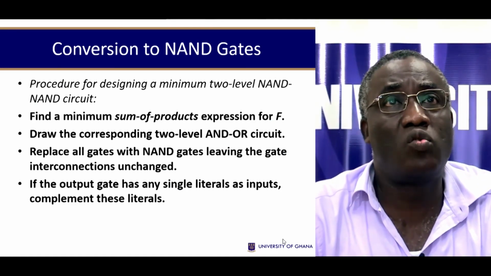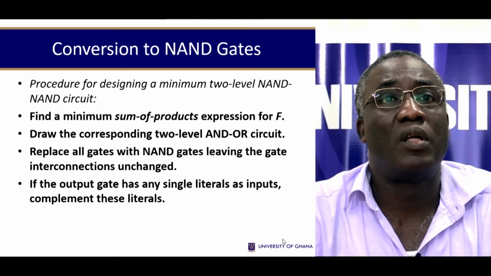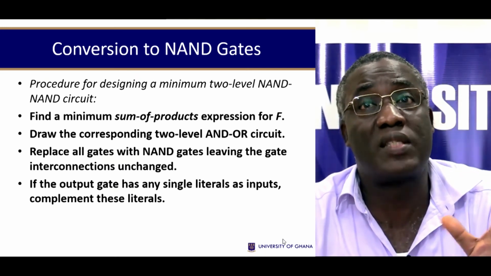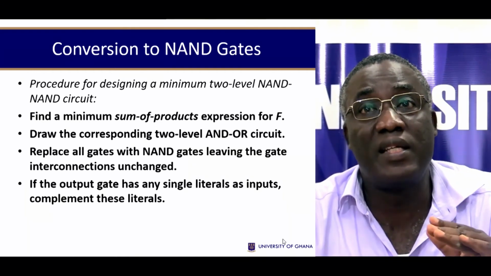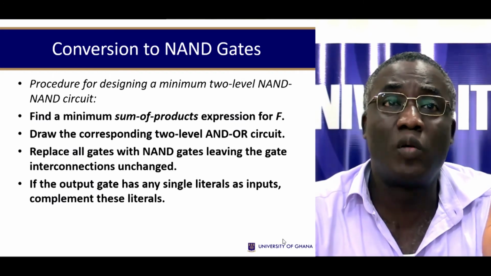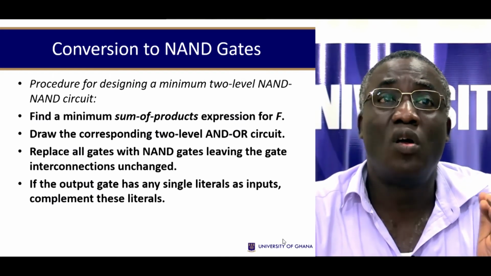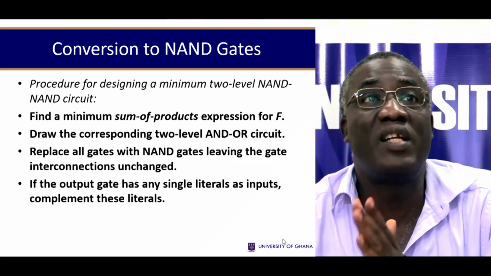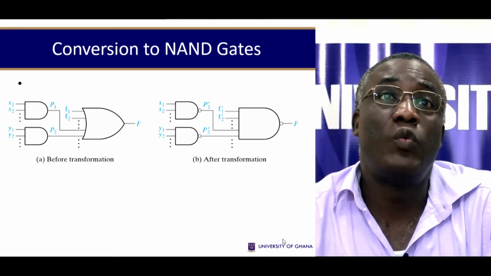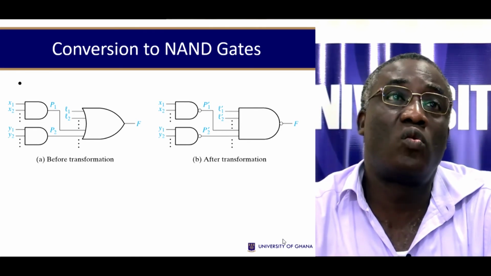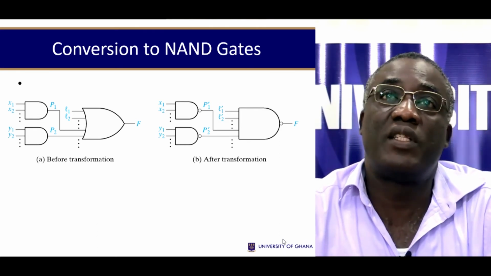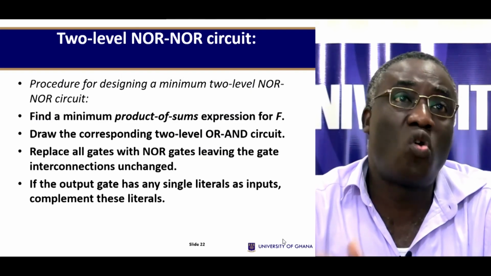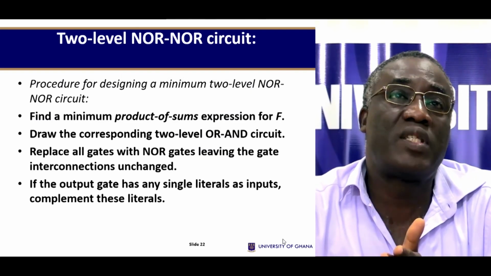So how do you do the conversion using NAND gates? You should find a minimum sum of products expression for them. Draw the corresponding two-level AND-OR circuit. Replace all gates with NAND gates, leaving the gate interconnections unchanged. And if the output gate has any single literal as input, complement this literal. So this gives you a procedure for designing a minimum two-level NAND circuit. That's an example before the transformation. This is what you have, and this is what you get after the transformations. You can do a similar thing for the NOR gate, a similar procedure for the NOR gate.